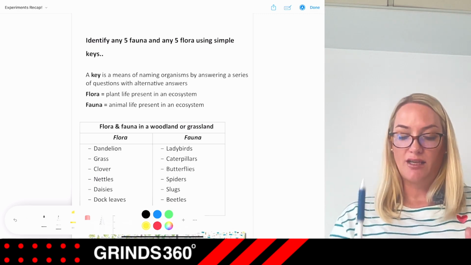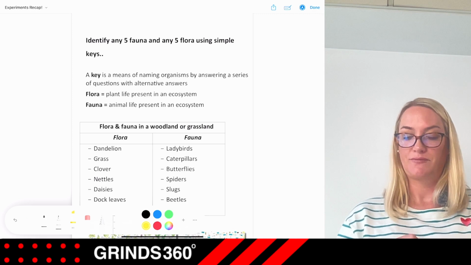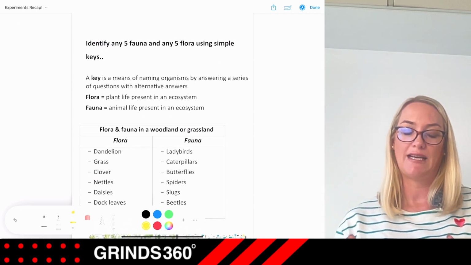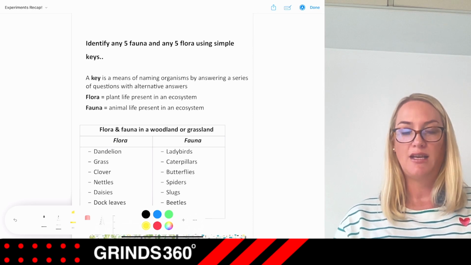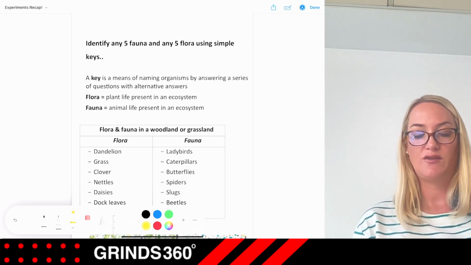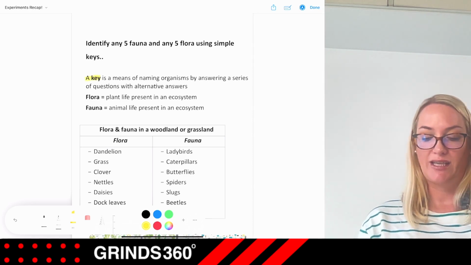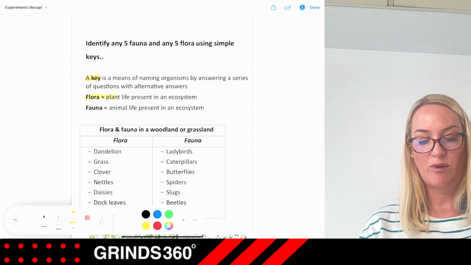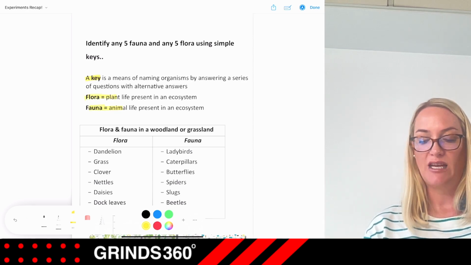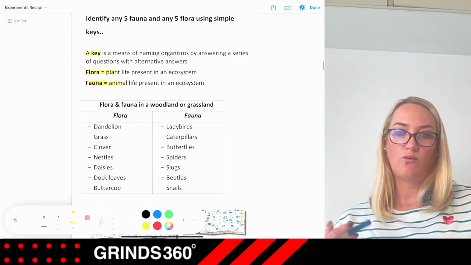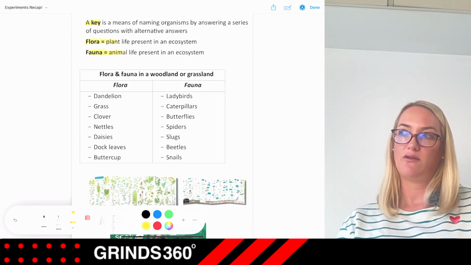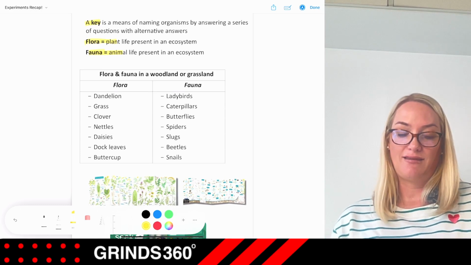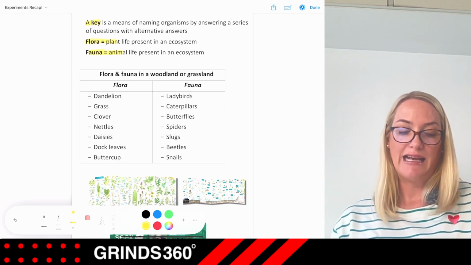So ecology is important. So the first thing you have to identify is 5 animals and 5 plants, so your flora and your fauna. What do you use to identify it? You use a key. And I've just reminded you what a key is, so answering a series of questions. And then your flora is just your plants, your fauna is your animals. The ecosystem I would do in school is a woodland, so these are just some flora and fauna that are familiar in a woodland or grassland habitat.